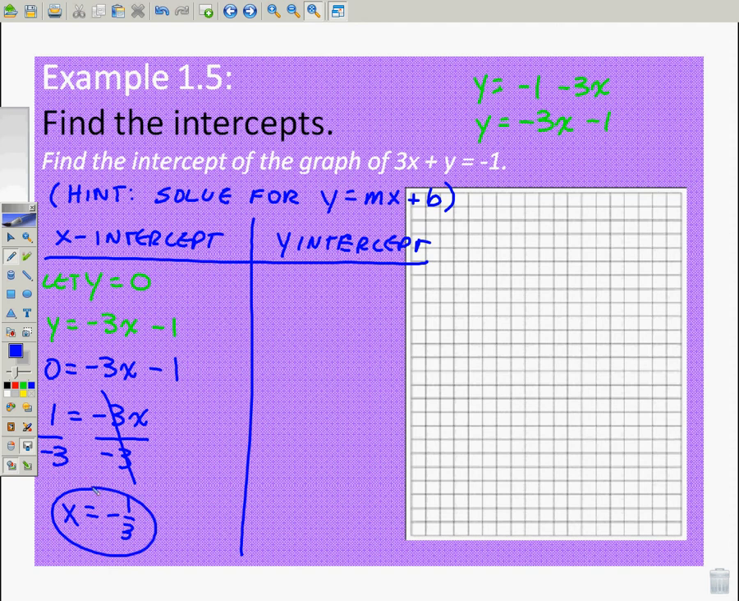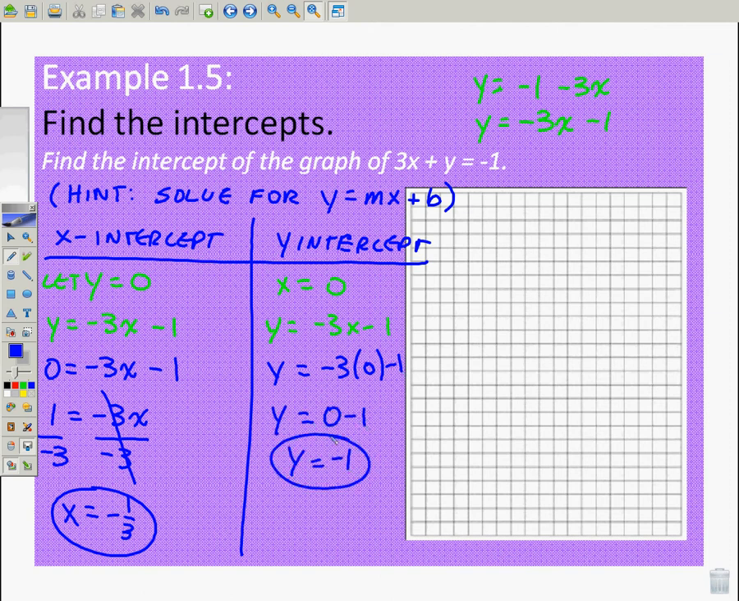A lot of you hate fractions. I know this. But just know, it is okay to have a fraction because it can intercept somewhere that is not a whole number. So, in the next part, x is equal to 0. y equals -3 times x minus 1. So y equals -3 times 0 minus 1. Well, this is y equals 0 minus 1. y equals -1.